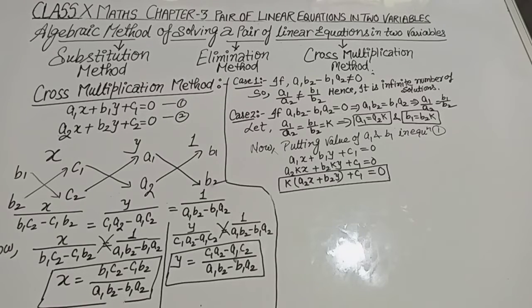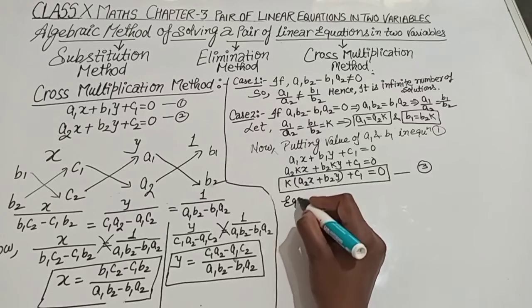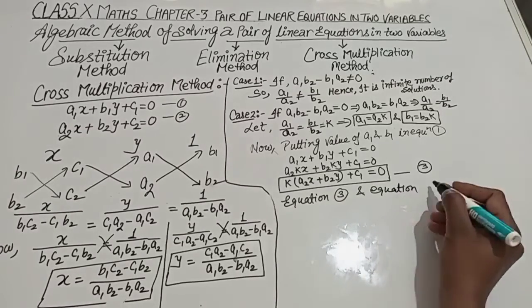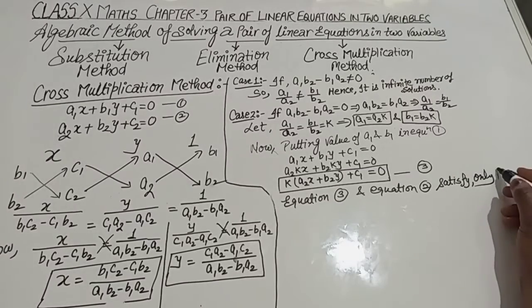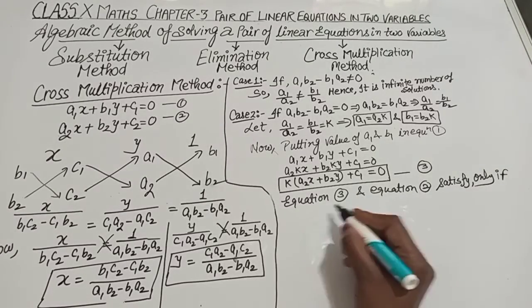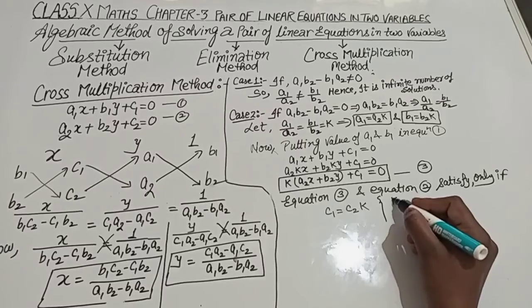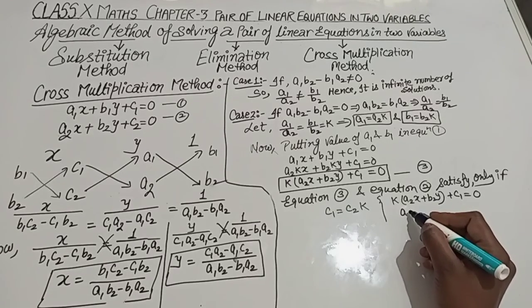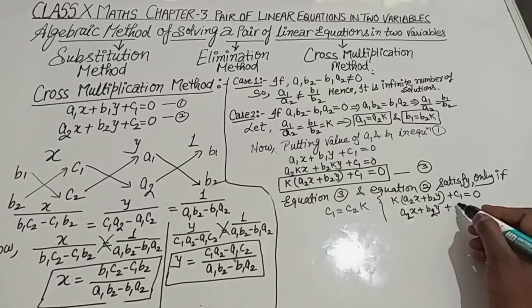Okay, so this is equation 3. Equation 3 and equation 2 are satisfied only if c1 is equal to c2 k. Here we compare k(a2 x plus b2 y plus c2) is equal to 0 and a2 x plus b2 y plus c2 is equal to 0.